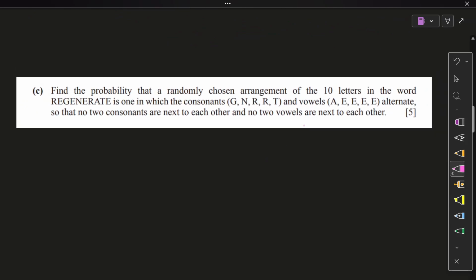Find the probability that a randomly chosen arrangement of the 10 letters in the word regenerate is one in which the consonants and vowels alternate. So the condition is that the consonants and vowels have to alternate.